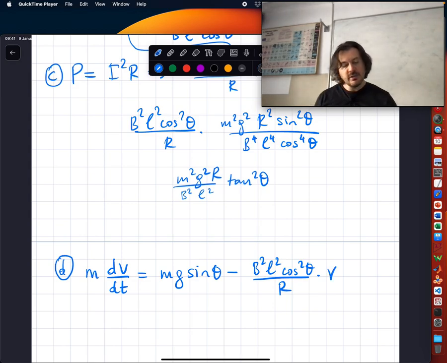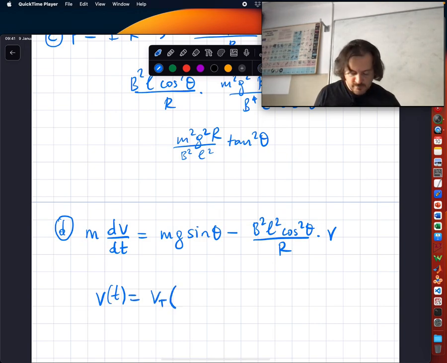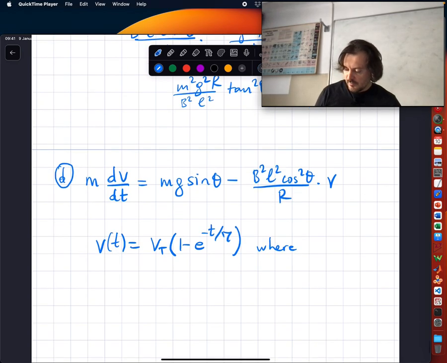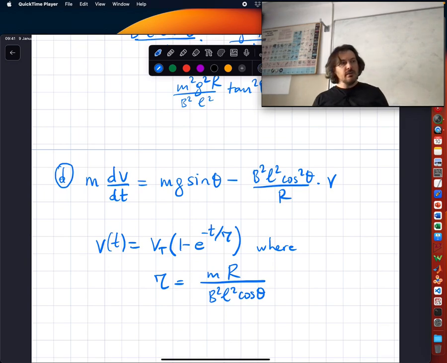Is this something that you can solve? Right? First order equation. And if you solve it, you will get something like this. Let me just write down the solution. It's v terminal times 1 minus e to the minus t over tau, where tau turns out to be mR over B squared L squared cosine squared theta. Okay?